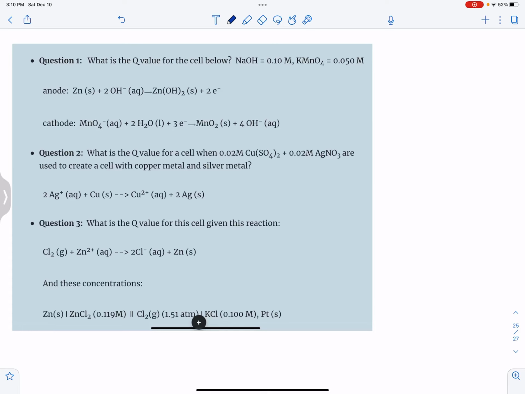All right, so we have these ones in here. We're just looking for the Q value of the cell. And this is written as a reaction. This is written as a reaction. If you look up here, these aren't written as a reaction. So I'm going to need to actually solve this one.